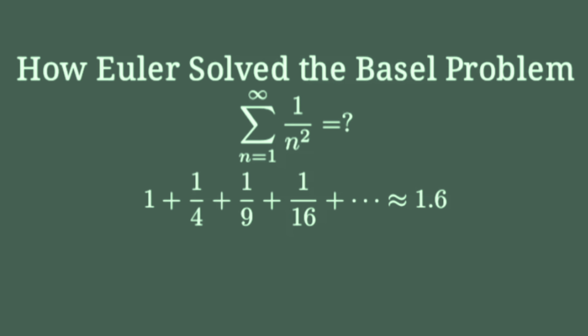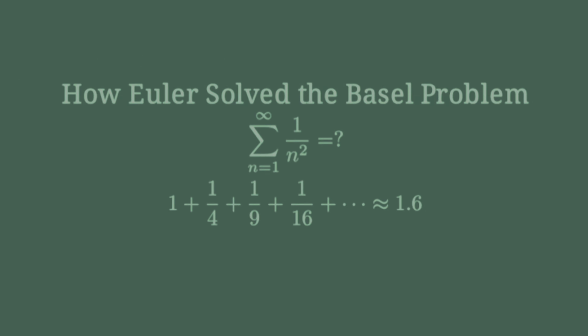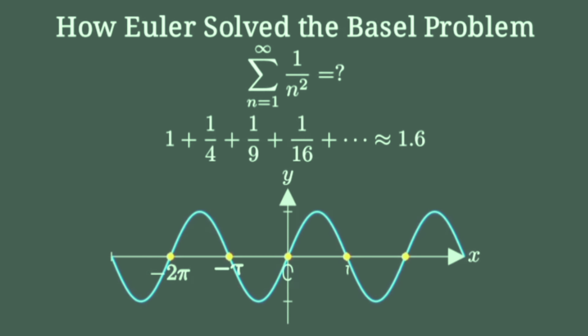If we take just a few terms, the sum grows, but very slowly. For example, 1 plus 1/4 is 1.25. Add 1/9, and the sum is about 1.36. Add more terms, and it approaches a value around 1.6. So the series converges, but what is the exact value? That is the mystery. Euler's key idea was to connect this sum to the roots of the sine function.